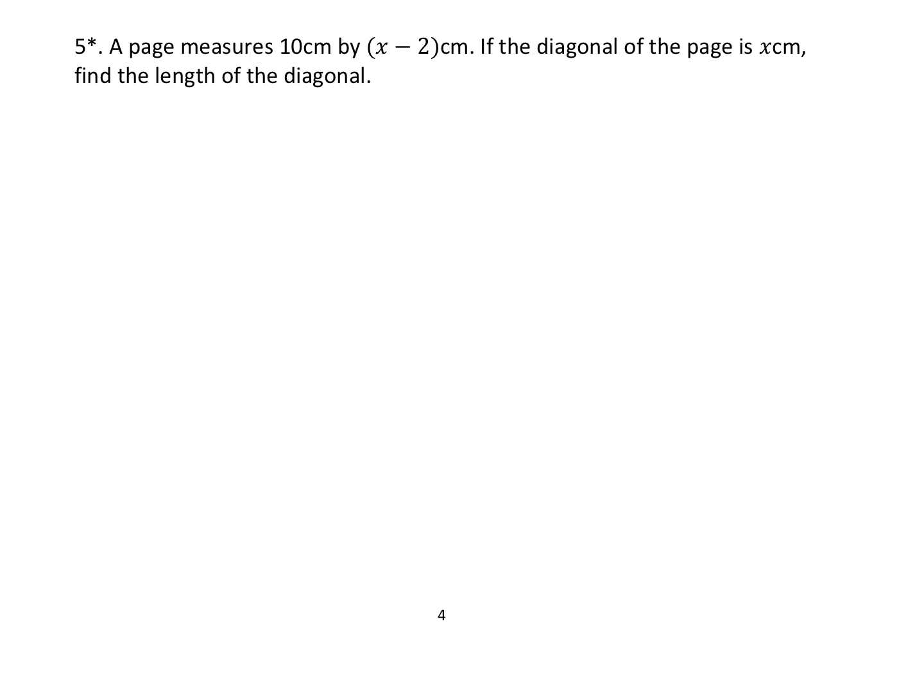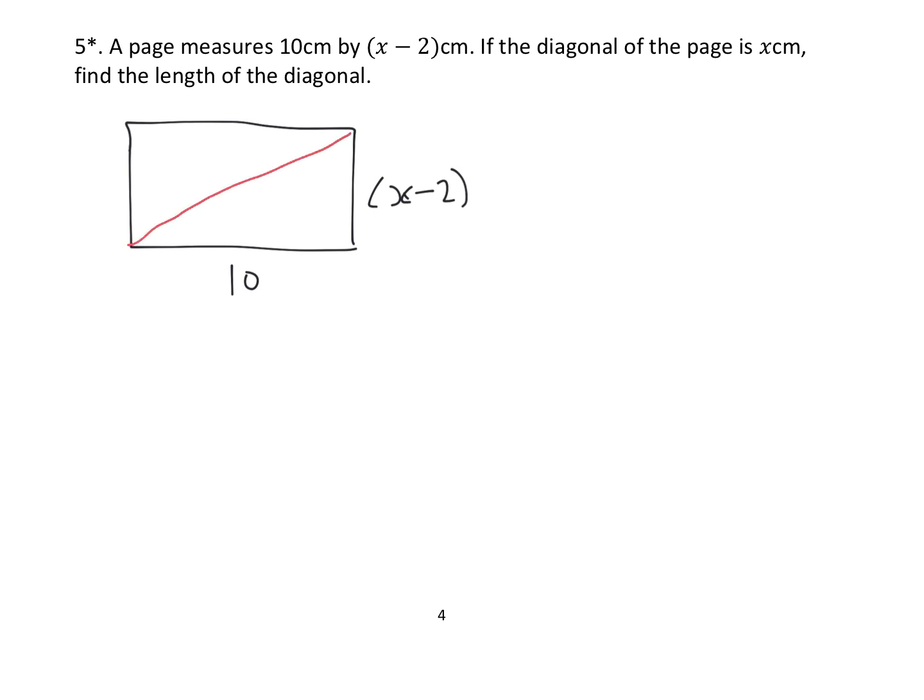Number 5. A page measures 10 by x minus 2 centimeters. Let's draw a page. We assume a page is rectangular. So it's 10 long, and then it's x minus 2 long. Or the length's 10 and the width's x minus 2. If the diagonal of the page is x, let's draw on a diagonal. Let's call the length of it x. We want to find the length of the diagonal.